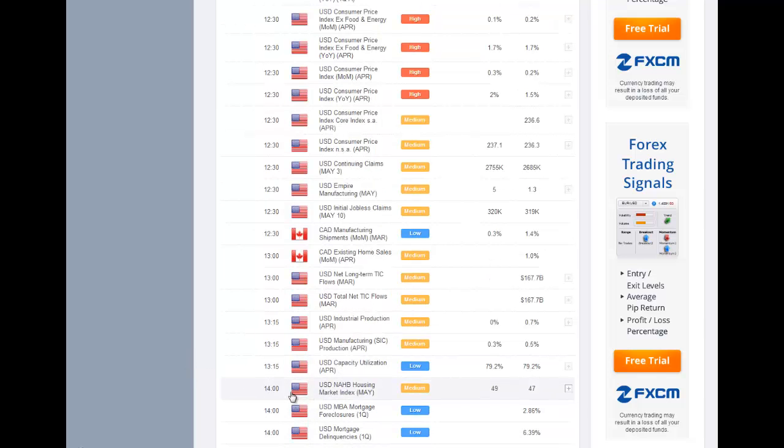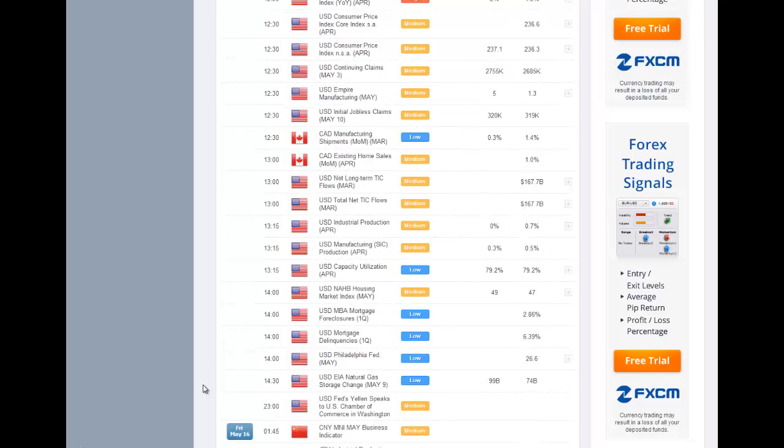Housing market at 2 o'clock in the afternoon, which is a key component of the American economy. And then finally, at 11 o'clock in the evening GMT, we have a speech by Fed Chairwoman Janet Yellen before the U.S. Chamber of Commerce. And if we get some forward guidance here, we could see some volatility in equities as well.